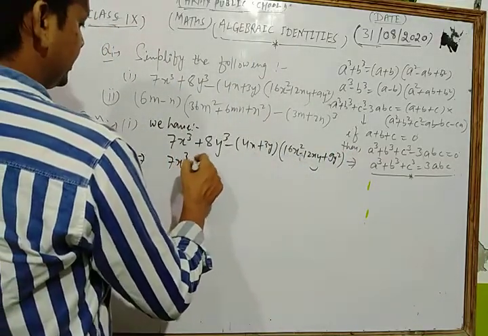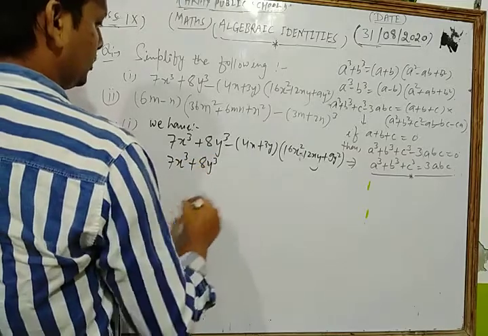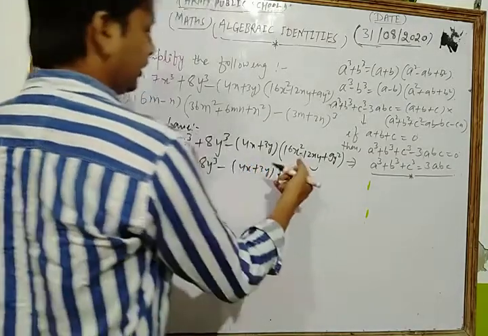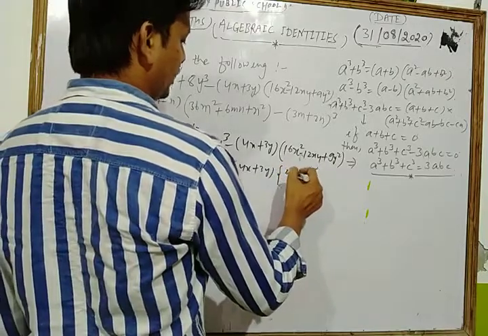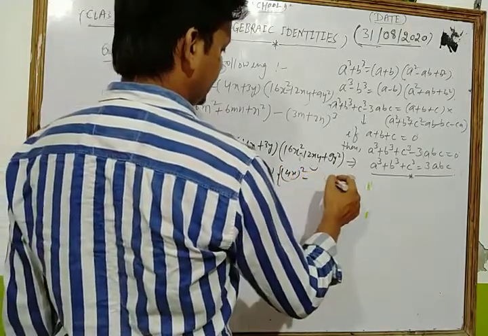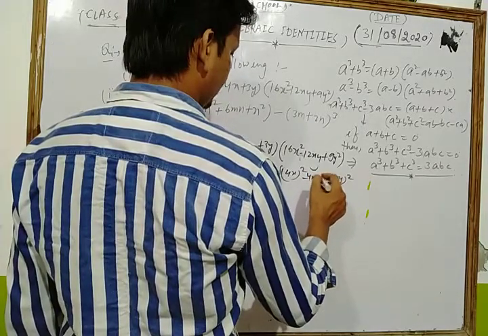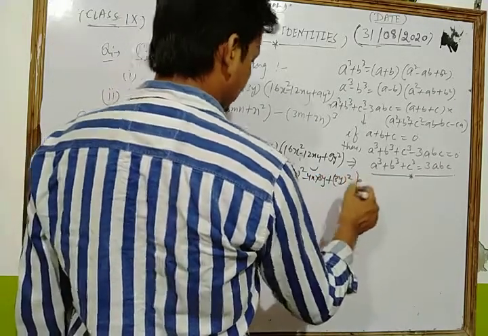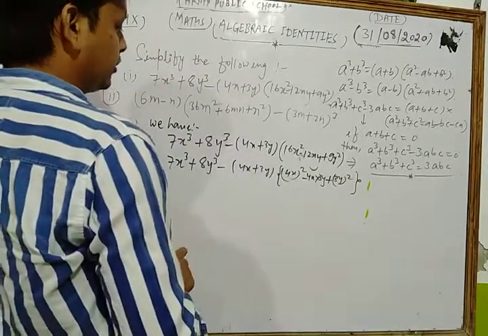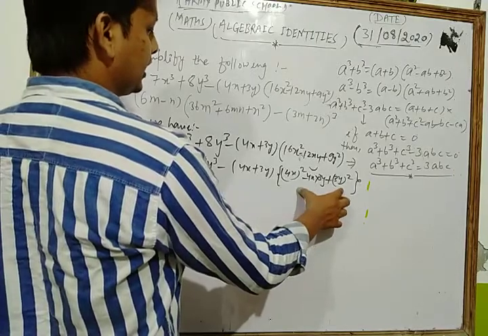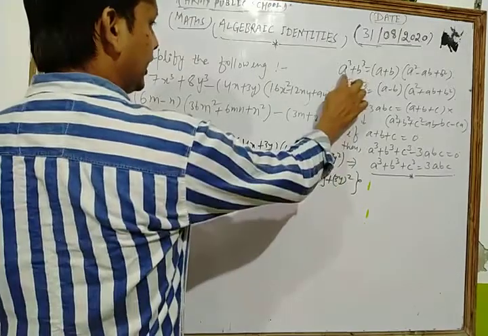Write 7x cube as it is, write 8y cube as it is, and here we write 4x plus 3y, and we write the other expression in this way: this is 4x square, this is 3y square, this is 4x into 3y. Now look, this is the algebraic identity a plus b, and another bracket a square minus ab plus b square, which we can write as a cube plus b cube.